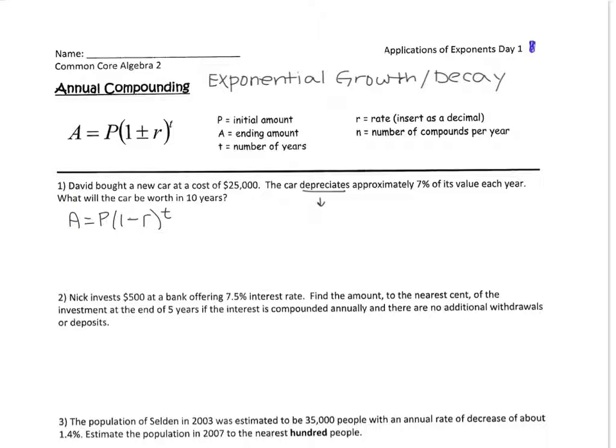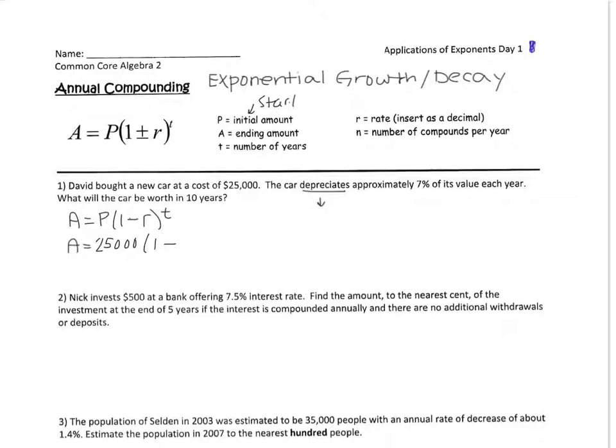Now A stands for the ending amount, how much the car will be worth at the end. So that's the variable we want to solve for. P is the initial amount. Initial is another word for starting, so beginning amount. So we see here that David bought the car for $25,000. So that goes in for P because that's how much he paid for the car initially.